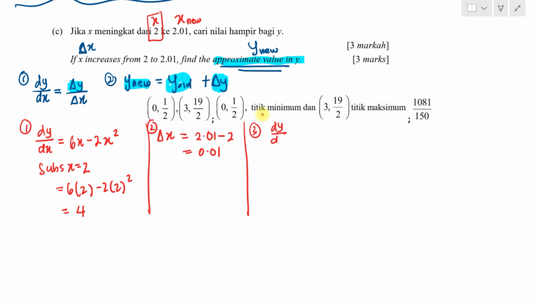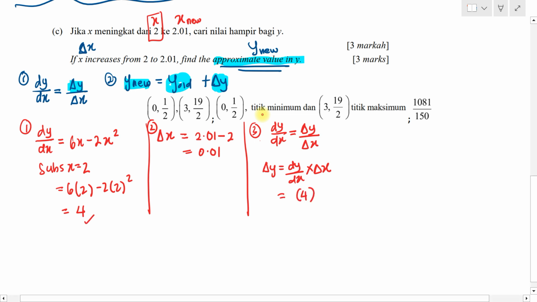Okay, we know that dy dx is equal to delta y over delta x. So delta y is equal to dy dx multiplied by delta x. So dy dx we already know is 4 here, and then delta x is 0.01. Correct? So what will be the answer? 0.04.